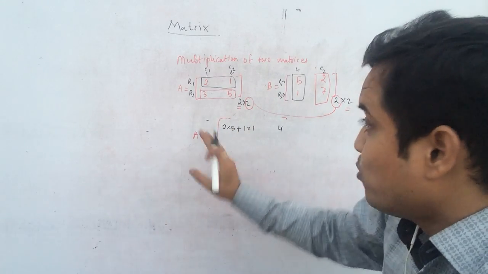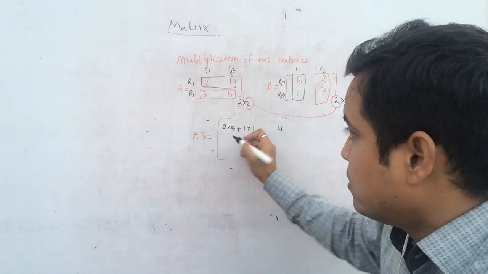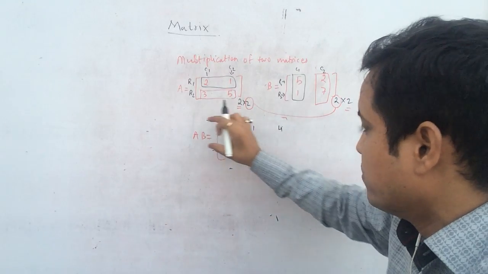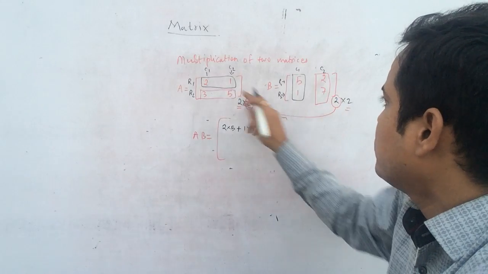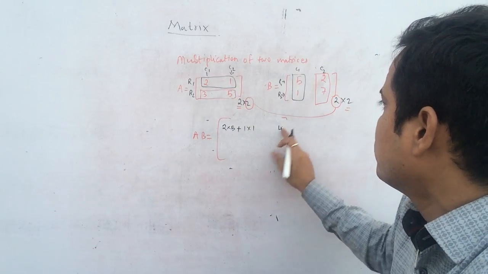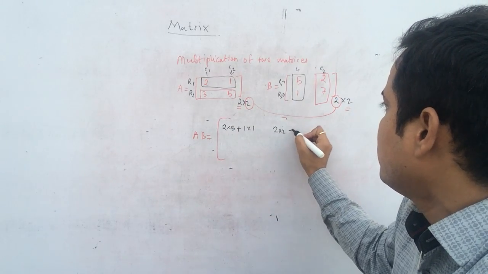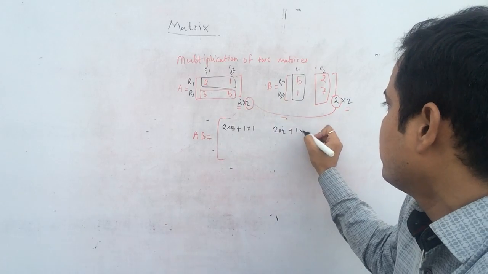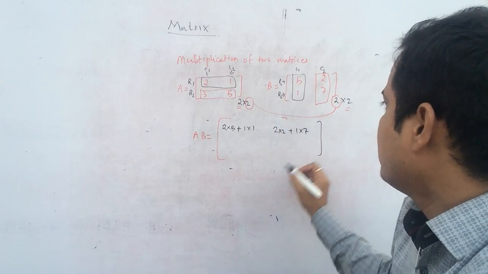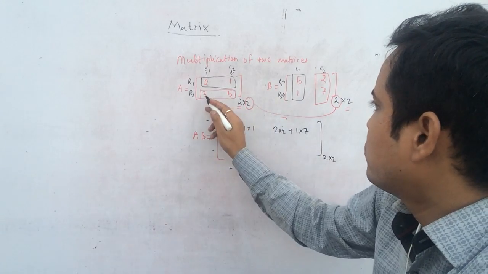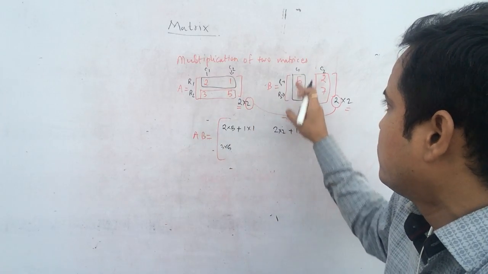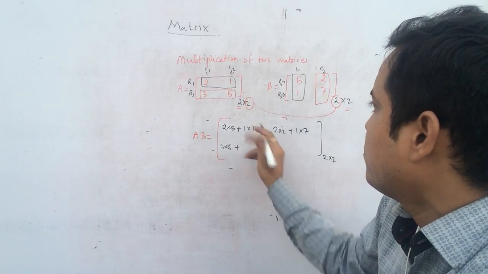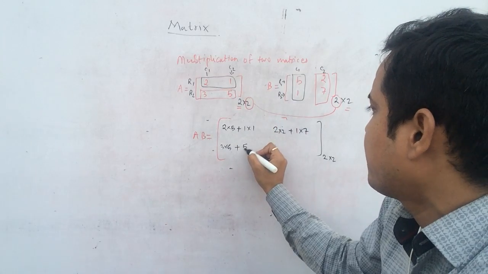Okay, and we place the elements in row 1. Okay, row 1. Yeah, 2 2s are 4, 1 7s are 7. So 2 into 2 plus 1 into 7. You can write it like this for better understanding. 3 5s are 15, 3 into 5, like row 2 multiplied with column first. 3 5s are 15 plus 5 1s are 5.